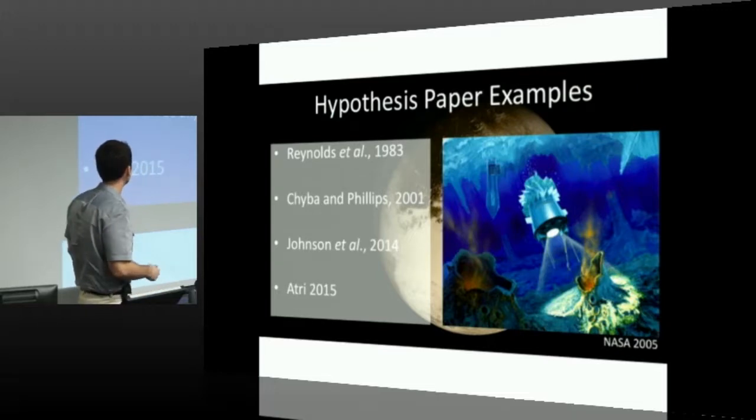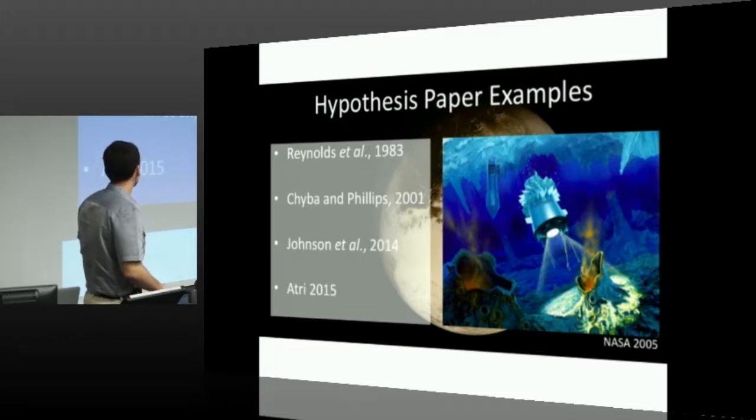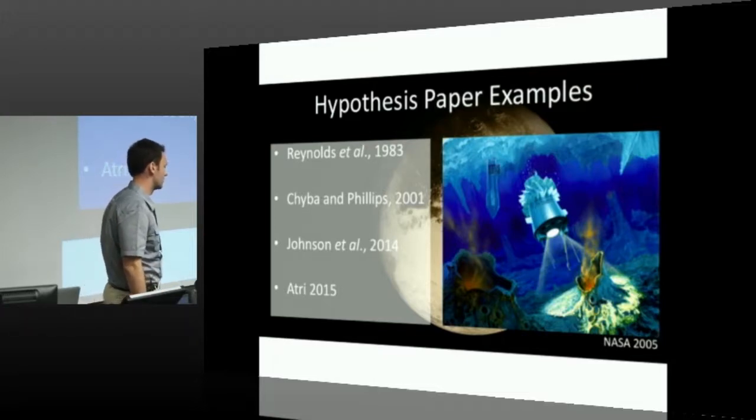And then Hibble and Phillips, in 2001, also using particle radiation, this time talked about how organics might form on the surface of Europa, and then get cycled into the subsurface ocean where they can be utilized by life. More recently, Johnson et al. in 2014 discussed the Workman-Reynolds effect.